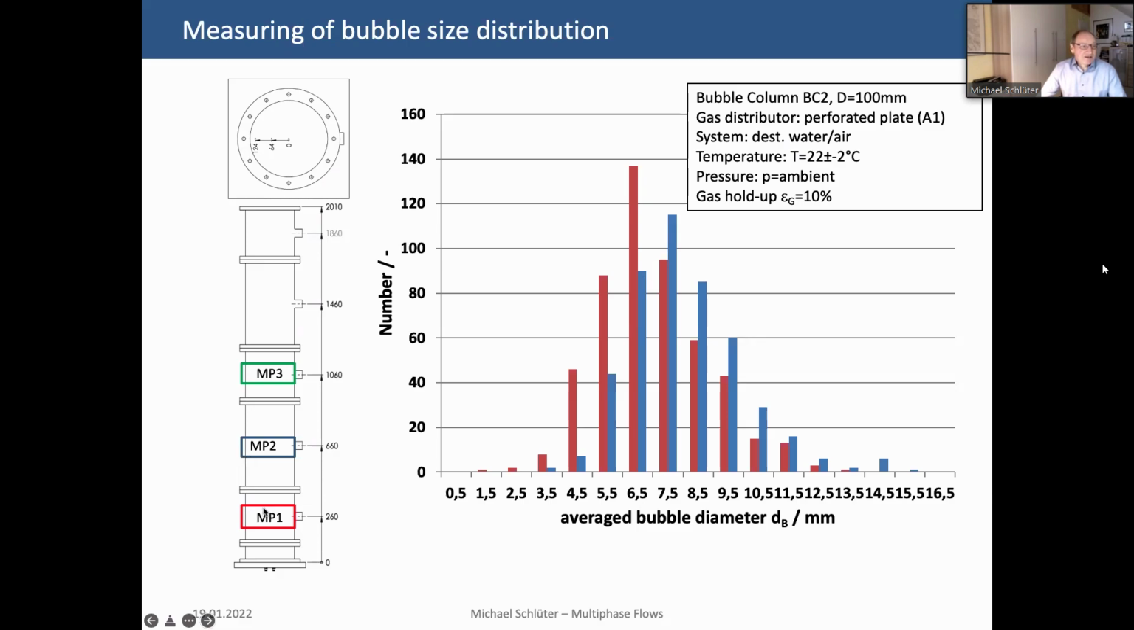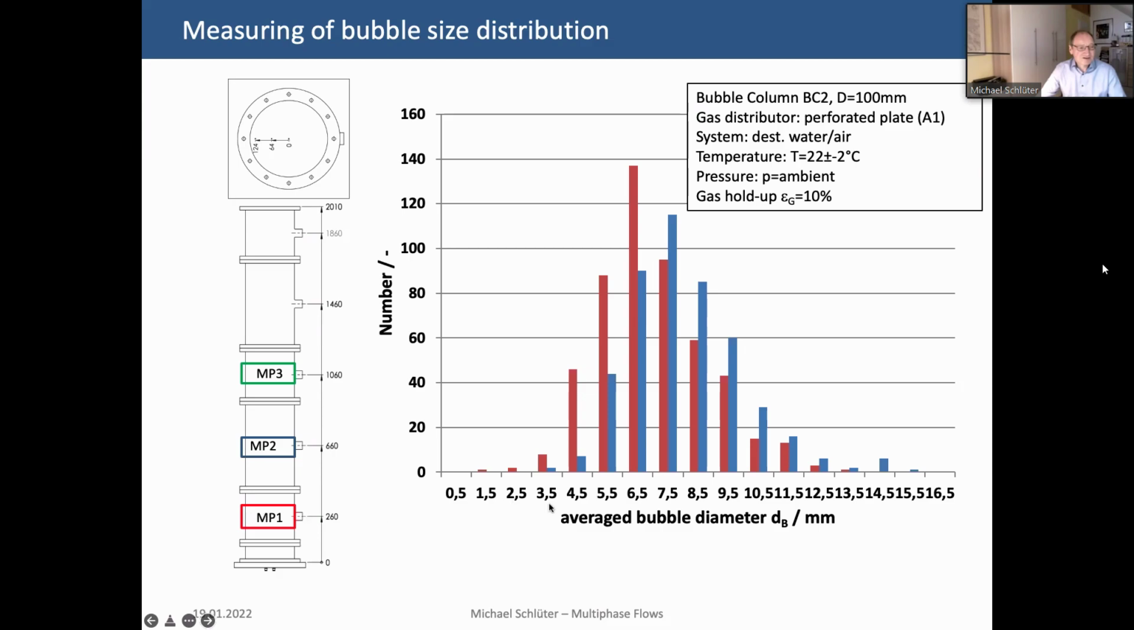Yeah, and now we can measure the bubble diameter at different regions here, and to give you an insight into such a measurement and how strongly the bubble size distribution, for example, depends on the position in the reactor, I would like to show you this diagram. So here we have the distribution of bubbles, and this is the average bubble diameter.